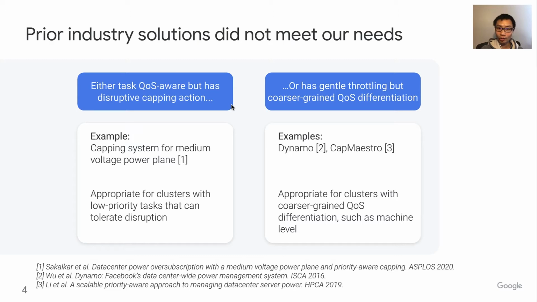Existing industry solutions did not meet our needs. It's because they are either task QoS-aware but have disruptive capping actions, or have gentle throttling but coarser-grained QoS differentiation. They are appropriate for certain scenarios, but they do not meet our needs.